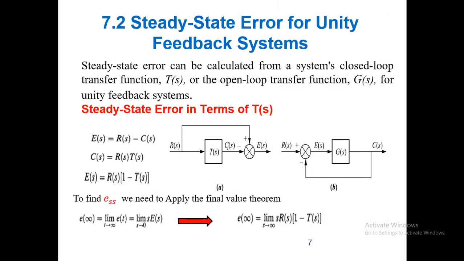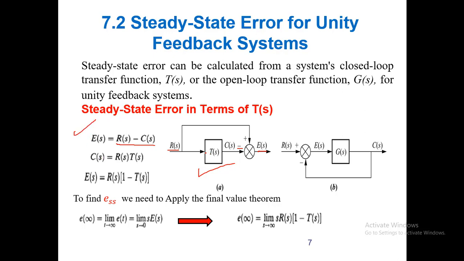This is the derivation. Let's talk about this example, figure A, which includes this T of s, and there is no feedback system. E of s will be the summation of R of s with minus C of s. So R of s minus C of s will give you the error function, or you can say the error signal.